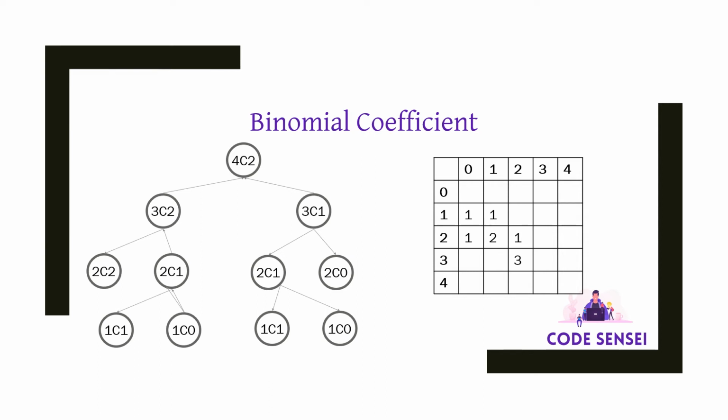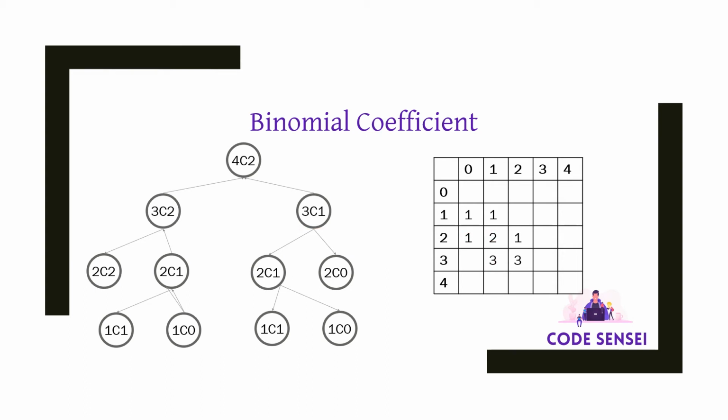So to find the value of 3C1, we are going to add the values of 2C1 and 2C0. The value of 2C1 from the table is 2. The value of 2C0 from the table is 1. So the value of 3C1 is going to be 2 plus 1, which is 3. So the value of 3C1 is 3.